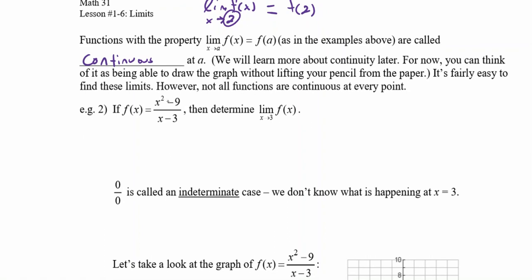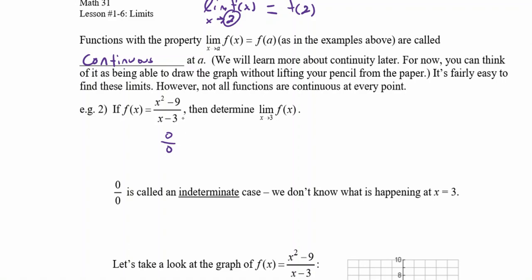So if we had this example, it says if f of x is equal to x squared minus 9 over x minus 3, then determine the limit as x approaches 3 of f of x. Let's try the thing we just did. If I put in 3, then 3 squared minus 9 is 0, and 3 minus 3 is 0.